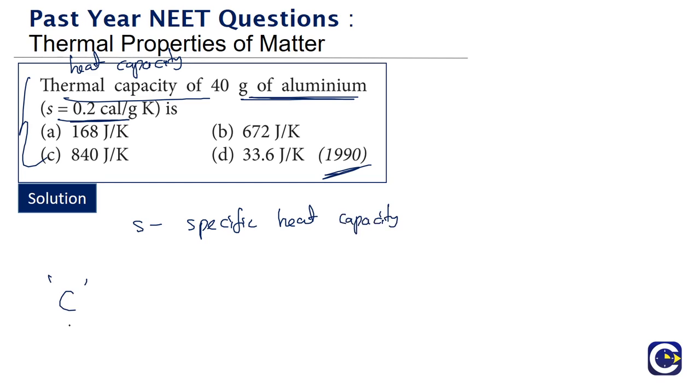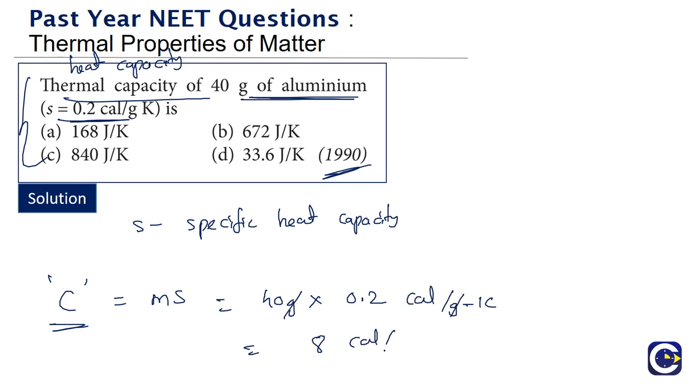So thermal capacity, or the total heat capacity, which we generally represent by the symbol capital C, will be equal to what? Mass of that particular object into its specific heat capacity. So what is the mass of the object? It is 40 grams, right? Into specific heat capacity, which is what? It's a straightforward question, 0.2 calorie per gram per Kelvin. So gram will be cancelled. 40 into 0.2 means it is 8 calories per Kelvin.